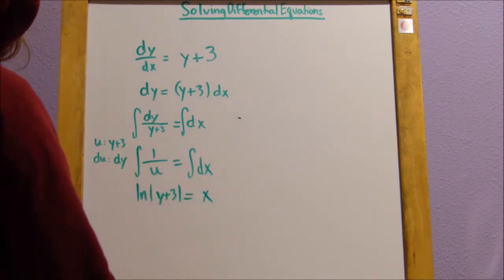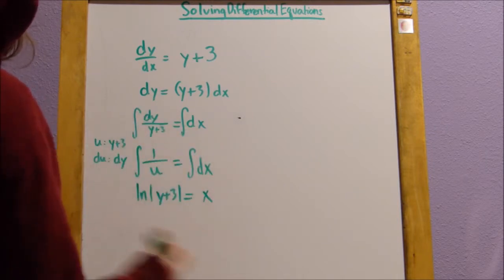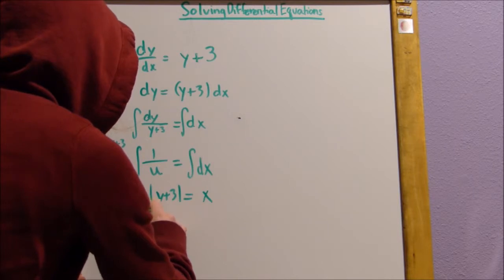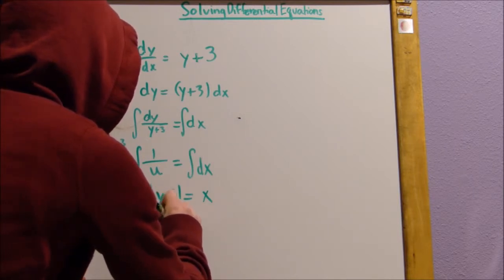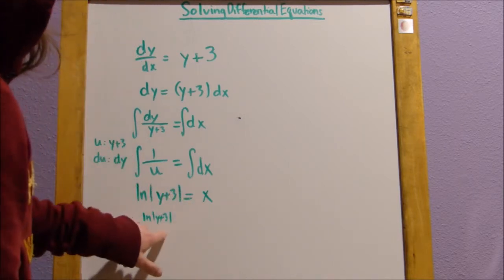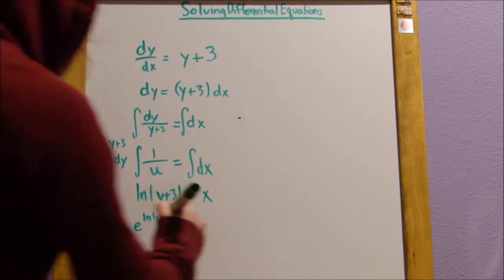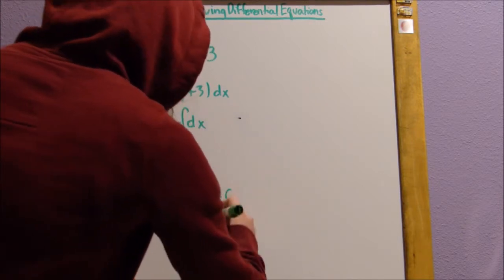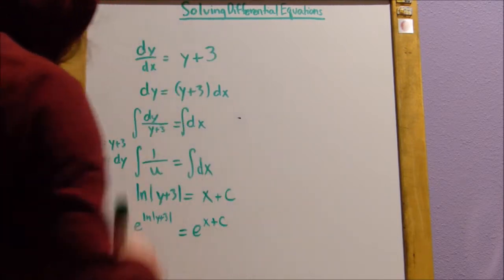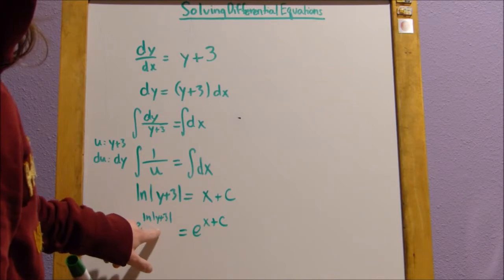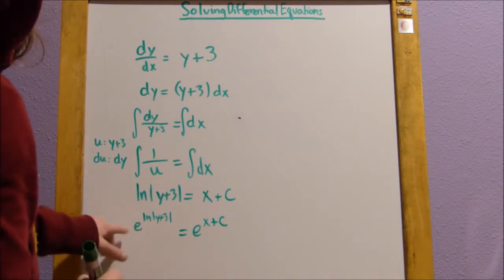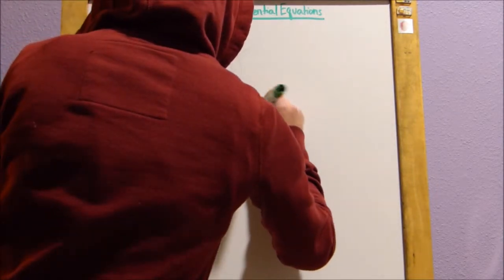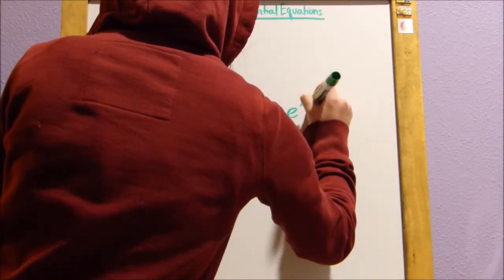So you could leave it this way, or you could raise both sides to the, e of everything to that. I don't know how to describe it. You do that. e to the x. I keep forgetting the c. So e to ln of y plus 3 is just going to be y plus 3, because these two are going to cancel each other out. So y plus 3 equals e to the x plus c.